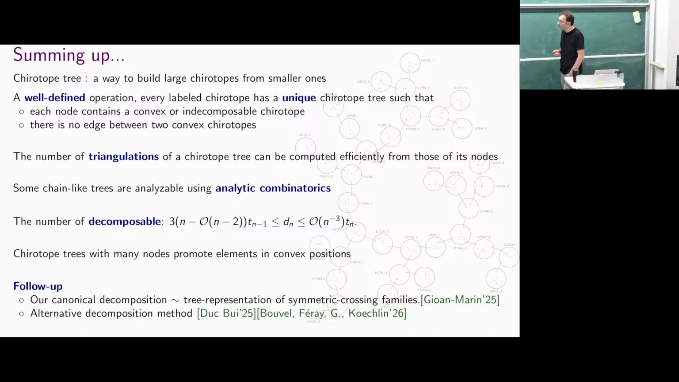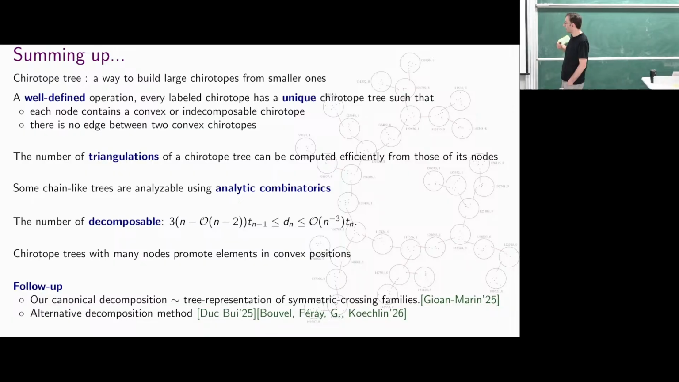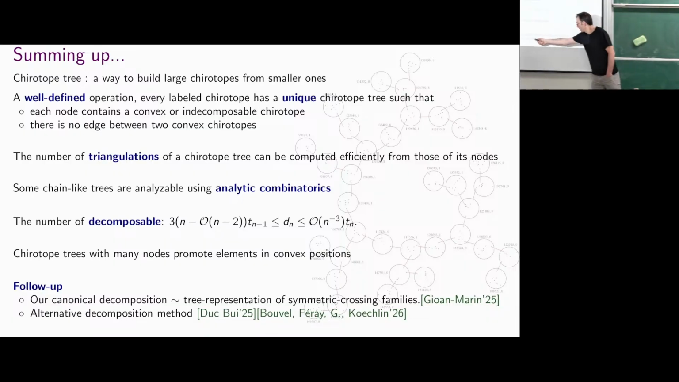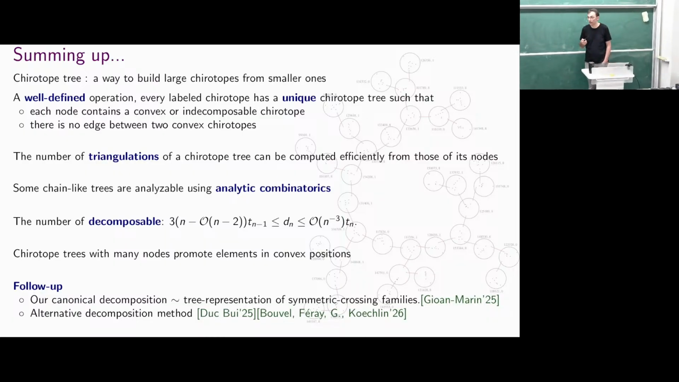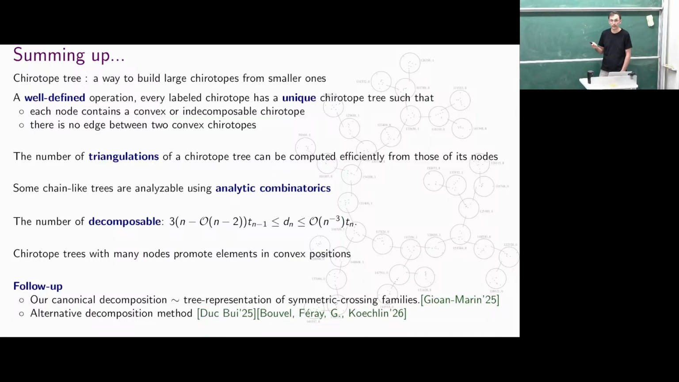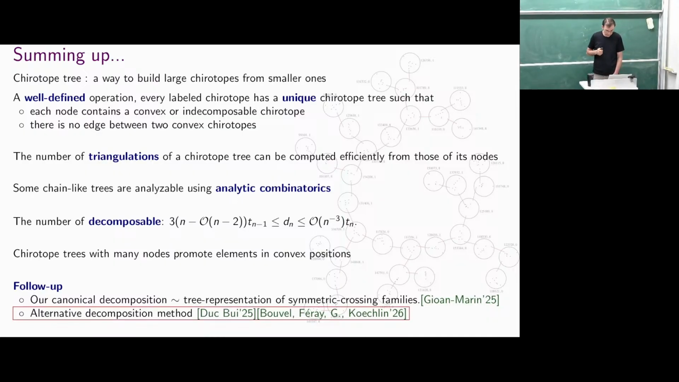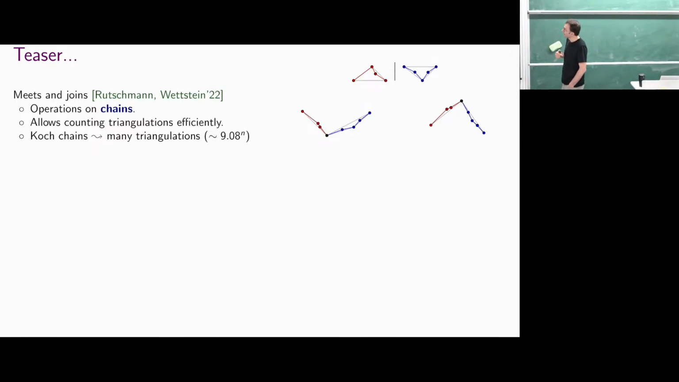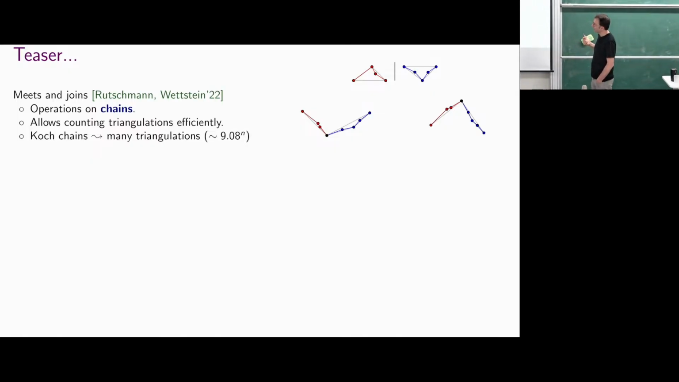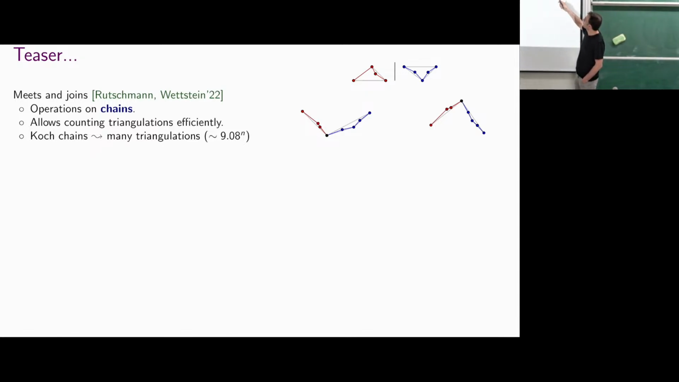There's also an alternative decomposition method that we were working on, still with Mathilde, Valentin, and Florent. And we discovered recently that Hong-Duc Bui had been exploring the same idea. So let me tell you a little bit about that. The example that achieves the largest number of triangulations is what's called the chain. So Daniel Rochman and Manuel Wettstein designed those two operations.